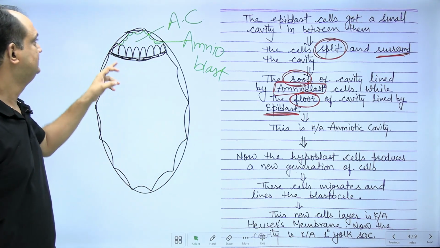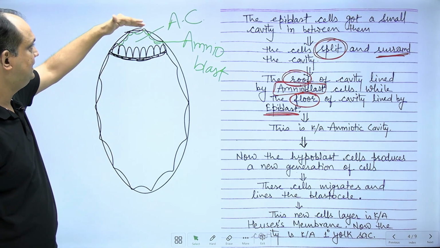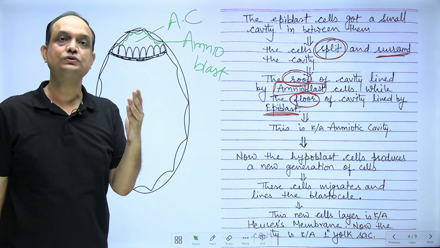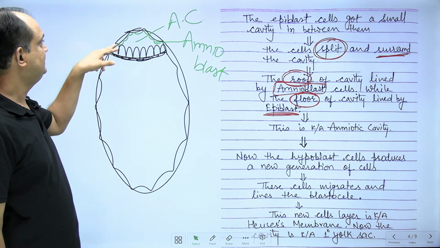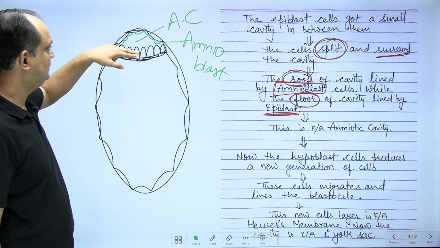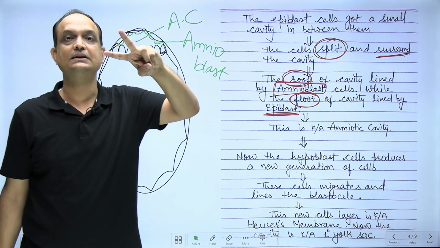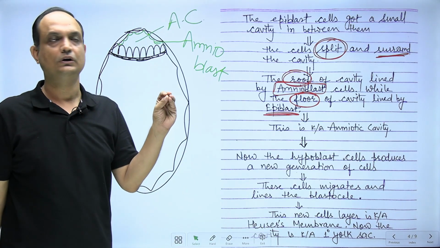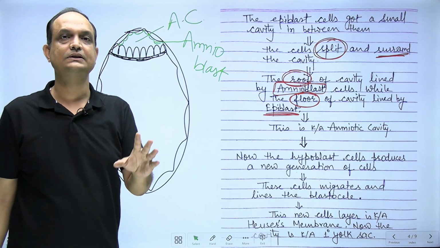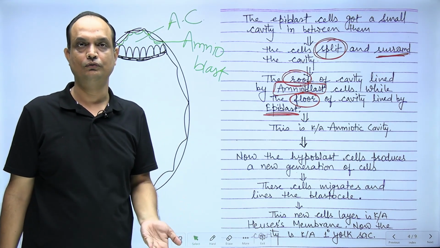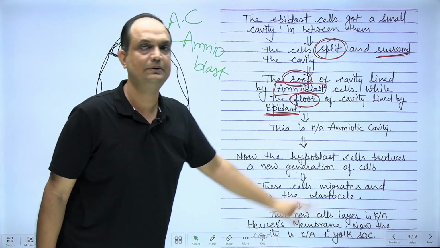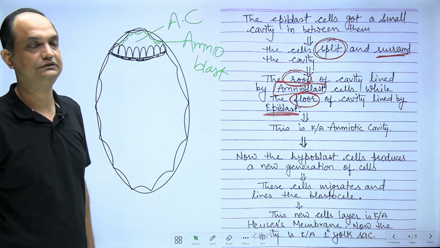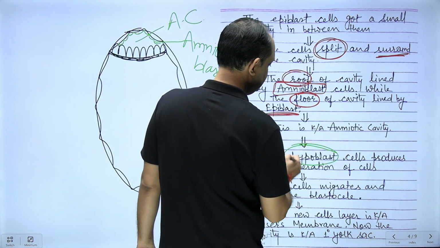Some books say that these amnioblast cells come by splitting of the cytotrophoblast layer. But my dear students, most of the books suggest that it is not from the cytotrophoblast, it is actually by splitting of the epiblast layer itself. So my suggestion is that if you have a question about the origin of amnioblast, you should always say epiblast rather than cytotrophoblast. So now this is known as amniotic cavity. Now the hypoblast cells also produce a new generation of cells. So now we'll move to the changes in hypoblast.